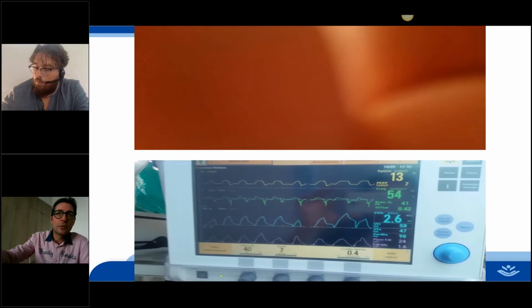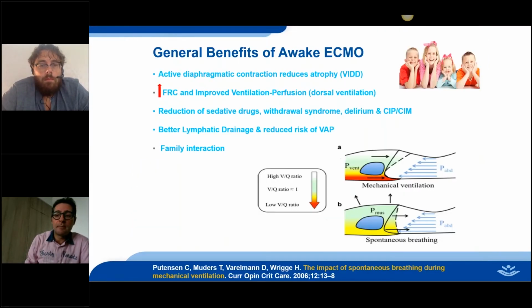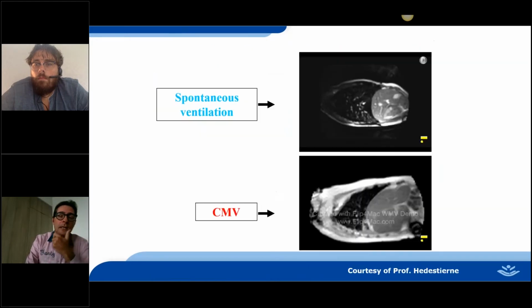So in our situation, we realized that maintaining spontaneous breathing in a patient like this is quite dangerous, even though we know that there are important benefits of our approach. We know that awake ECMO is good because it keeps the diaphragm contracting, so it avoids ventilation-induced diaphragmatic dysfunction. It improves the ventilation perfusion matching, in particular in the dorsal part. It avoids the use of drugs. It improves the lymphatic drainage. All of this stuff. Unfortunately, these things cannot be shown and cannot be helpful in the early phase of ARDS.